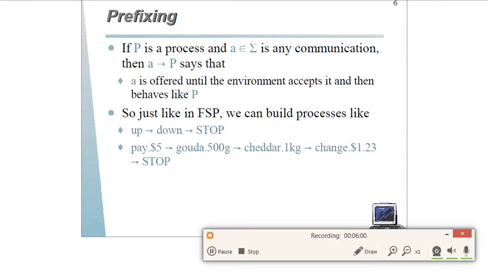Okay, so an example is like this: up then down and then stop. After a stop, there's nothing. Now suppose you pay $5, but for $5 you can also get Gouda for 500 grams, cheddar for 1 kg, and change, and then you stop. So with $5 you got Gouda cheese, cheddar for 1 kg, and you also got change. So this is called prefixing. Like you gain again and again, until you get stopped.